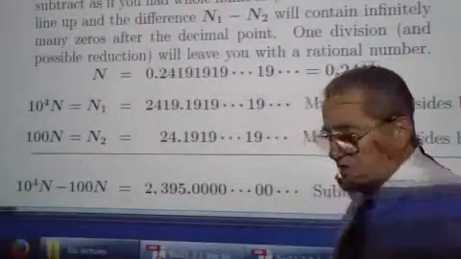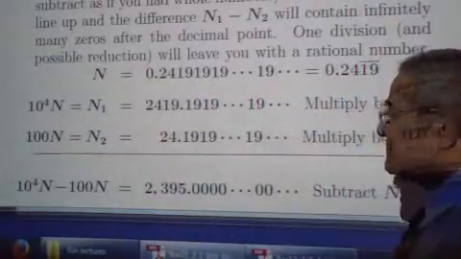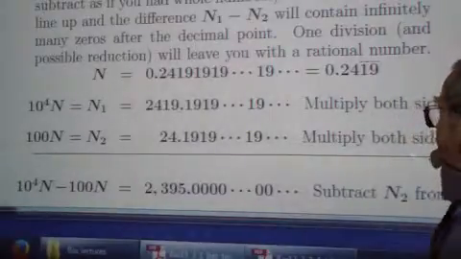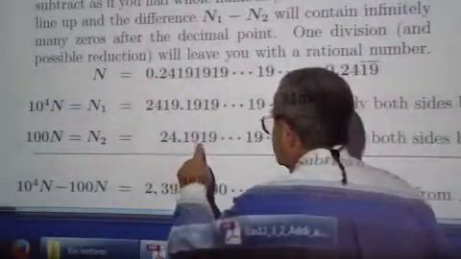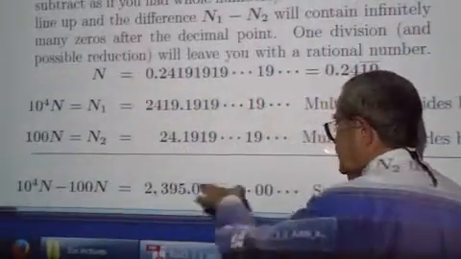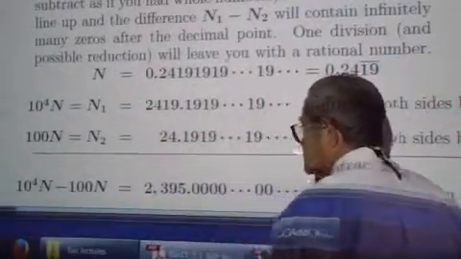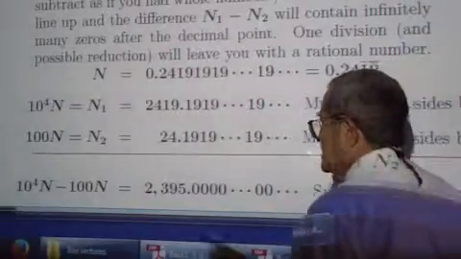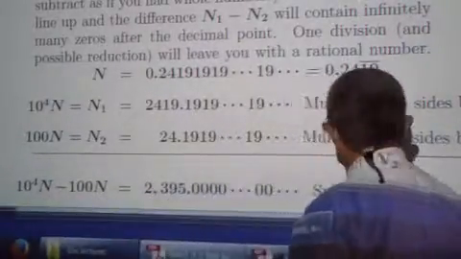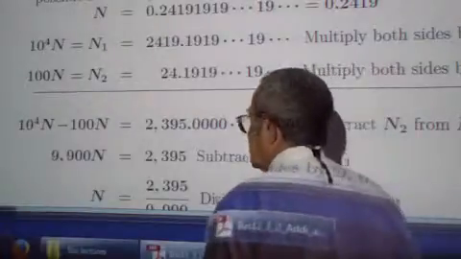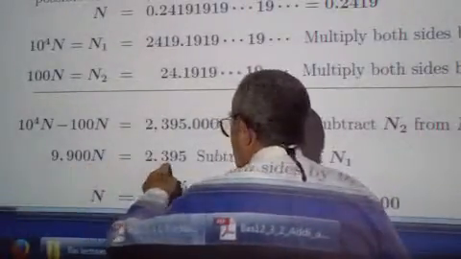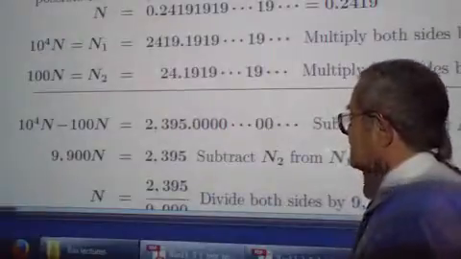I let you catch up on this. I did it a little bit fast. I want the decimal point right after and right before. I want to subtract the two. I get a string of zeros. 24 subtracted from 2419 is 2,395. 100 subtracted from 10,000. I had to use a power because I don't have enough room to do that. Leaves me with 9,900. So 9,900 times the number is 2,395.